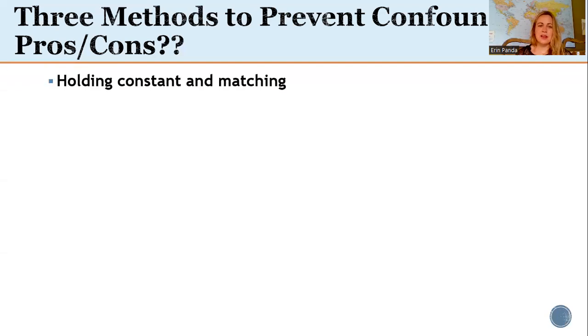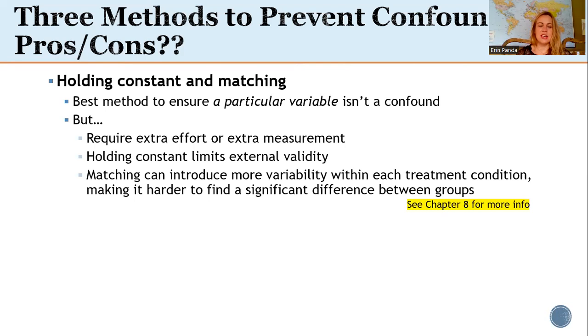So if we compare those three methods, holding constant and matching is probably the best method to use to ensure a particular variable is not a confound. But the downside is that it requires extra effort and an extra level of measurement. And you really have to weigh the pros and cons of the holding constant technique, which is going to decrease your external validity, versus the matching technique, which is going to introduce more variability into your study and make it harder for you to see a true difference between conditions.